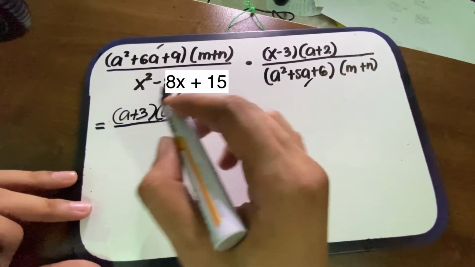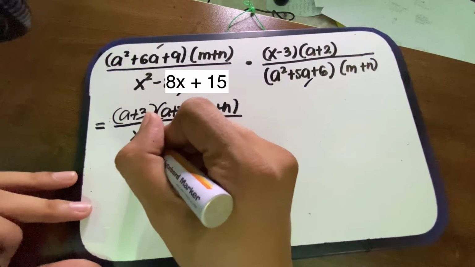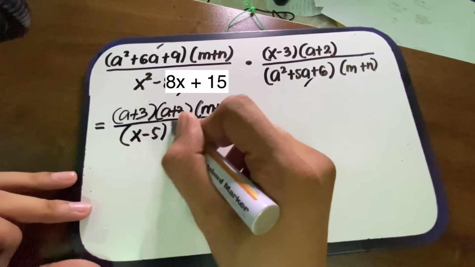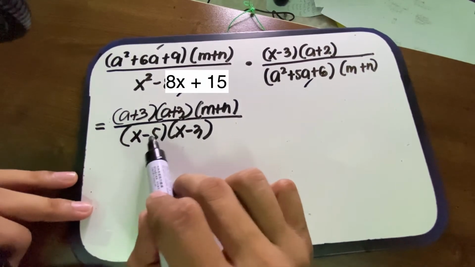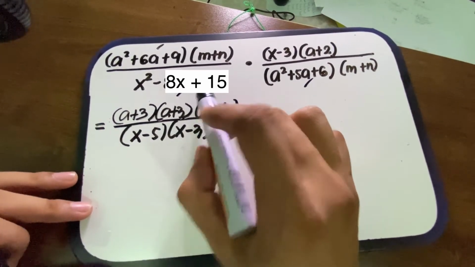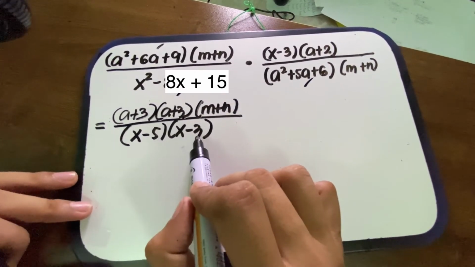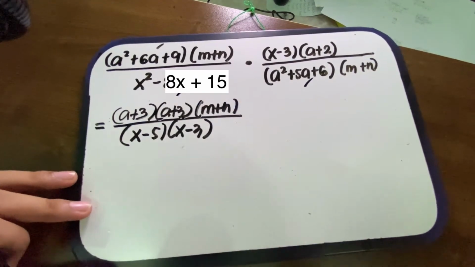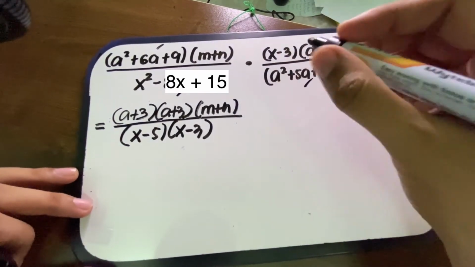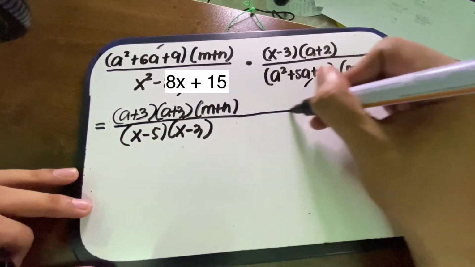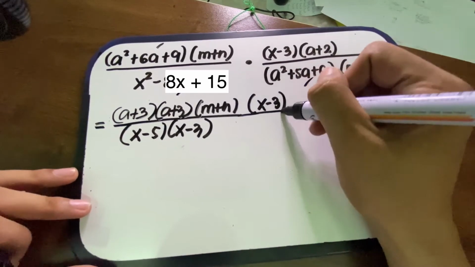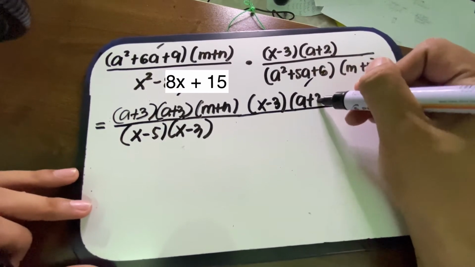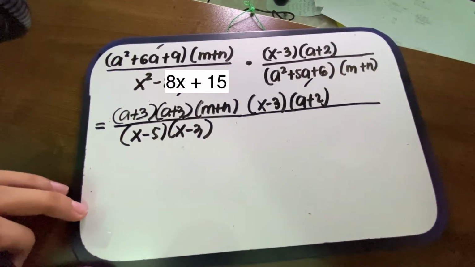This one can be written into x minus 5 and x minus 3. Okay, so negative 5 times negative 3 is positive 15. Negative 5 plus negative 3 is negative 8. So that's the technique, okay? Then multiplied to this one, copy x minus 3 and a plus 2 because they are simplified already, okay?